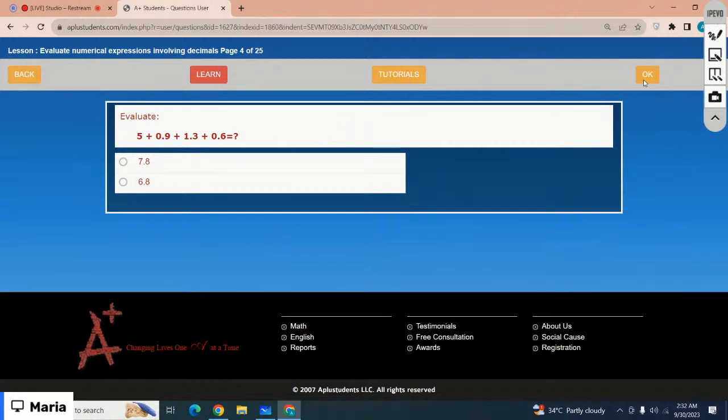When you add them, it would be, yes, the correct option is 7.8.